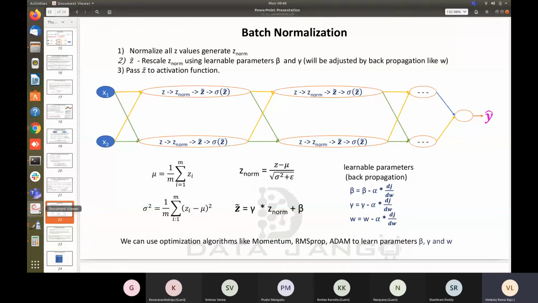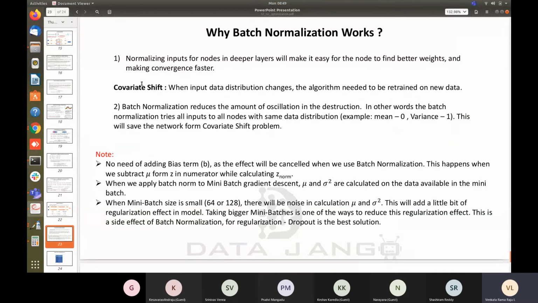Okay, so batch normalization is this one, right? There is some theory in this. Let me cover that and show you the code example. Normalizing input for nodes in deeper layers will make it easy for a node to find better weights and make convergence faster. Covariate shift. There is a concept called covariate shift.